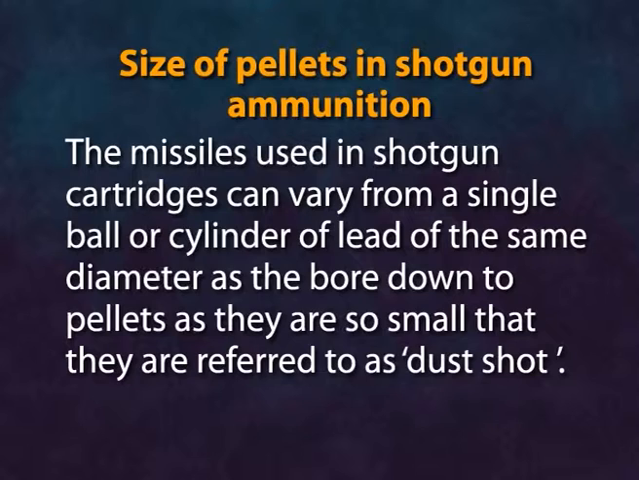The size of pellets in shotgun ammunition, that is the missiles used in shotgun cartridges, can vary from a single ball or cylinder of lead of the same diameter as the bore, down to pellets so small that they are referred to as dust shot. As each country has its own method of nomenclature for these shot sizes, the matter can be quite confusing as well. In shotgun cartridges, the pellets have been customarily prepared from lead with the addition of small amounts of antimony so as to increase their hardness.